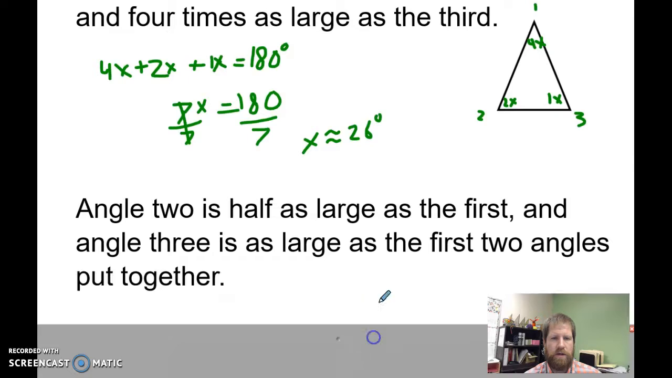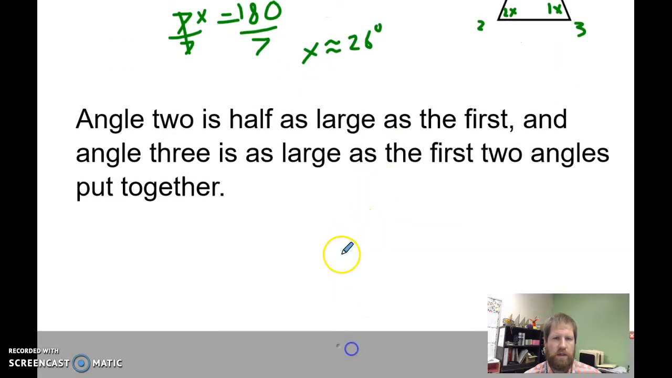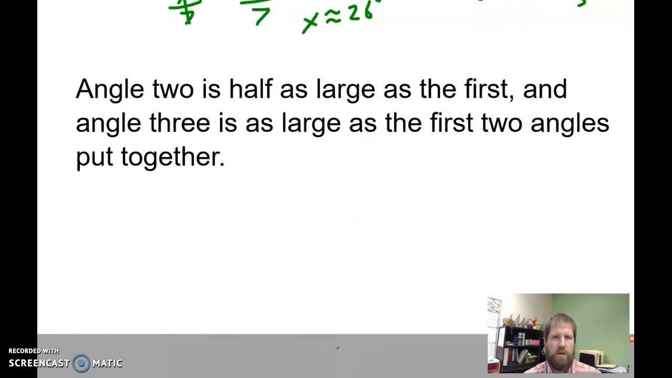Okay, let's try another one. This one is a little bit different, but let's again start off by drawing our diagram. Use a different one, it doesn't matter again what your triangle looks like. Angle 2 is half as large as the first, so angle 1 is 2 times angle 2. And angle 3 is as large as the first two angles put together. So angle 1 plus angle 2 equals angle 3.